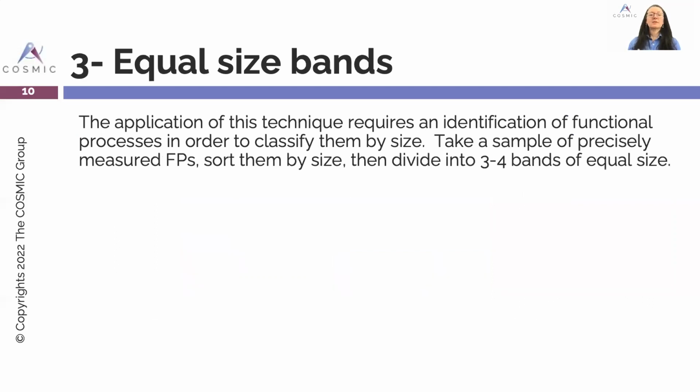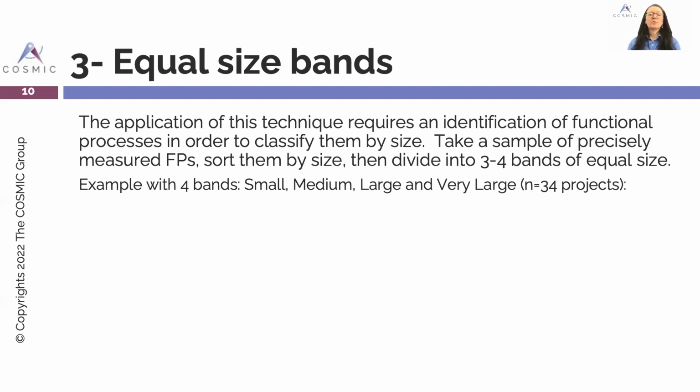The third technique is the equal size bands. The application of this technique requires an identification of functional processes in order to classify them by size. Now, it's important to take a sample of precisely measured functional processes. You sort them by size, and then you divide the total size into 3 or 4 bands of equal total size.